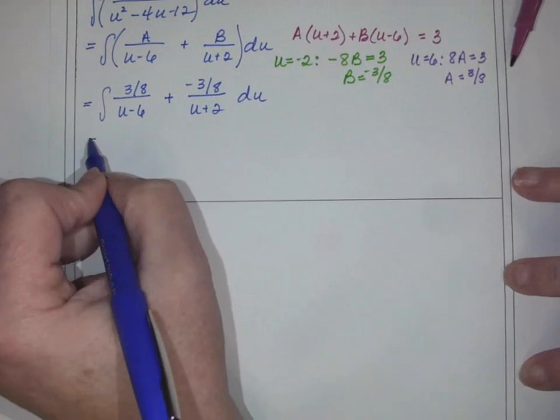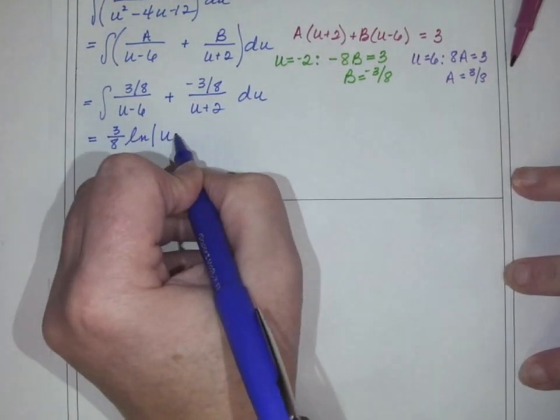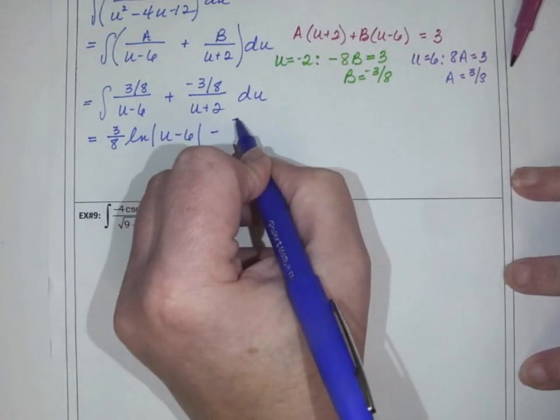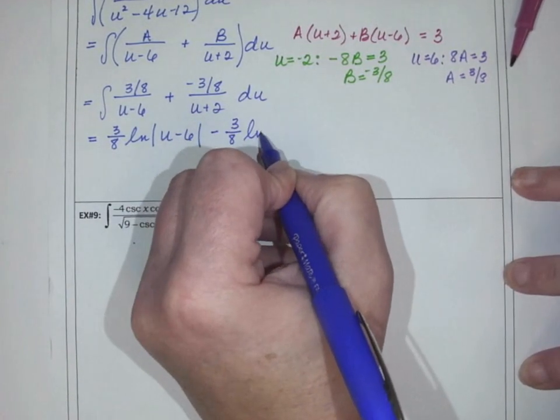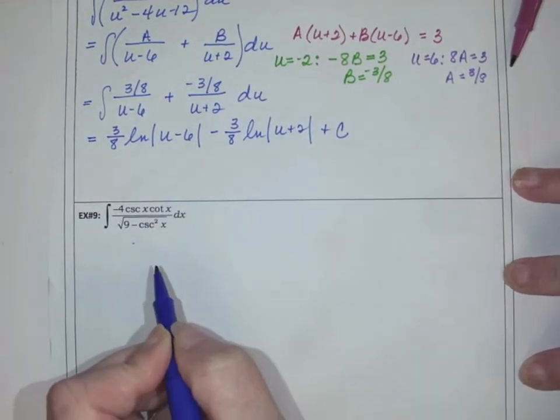That's just our natural log. So that would be 3/8 natural log absolute value of u minus 6 minus 3/8 natural log absolute value of u plus 2 plus c.